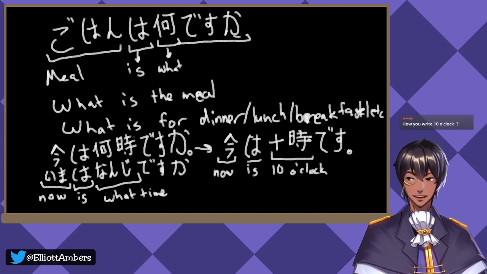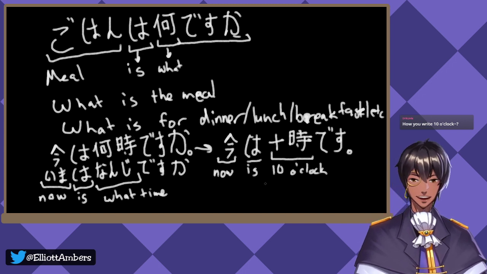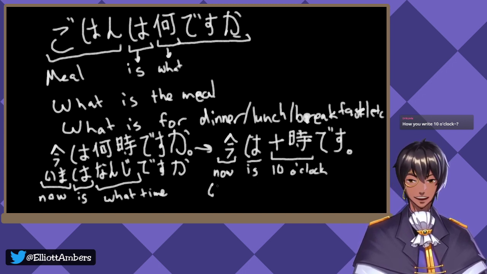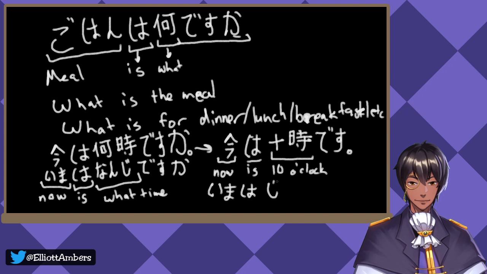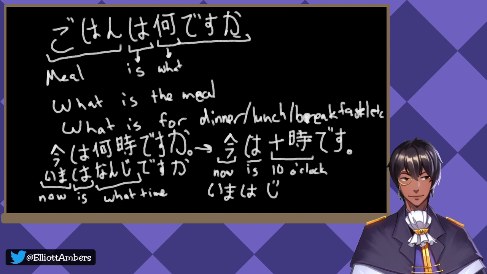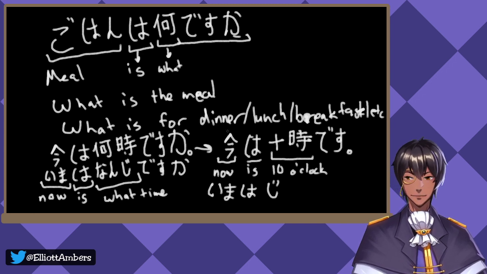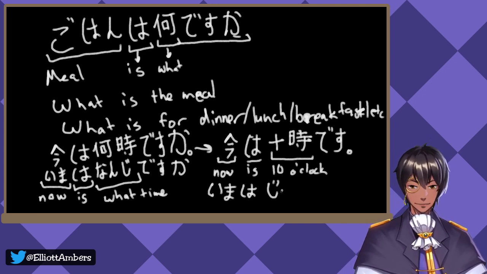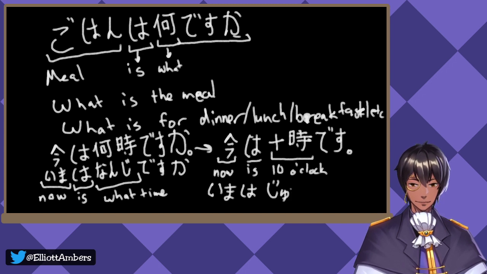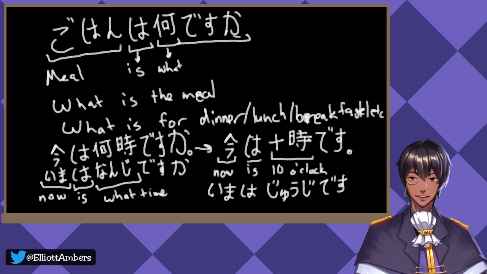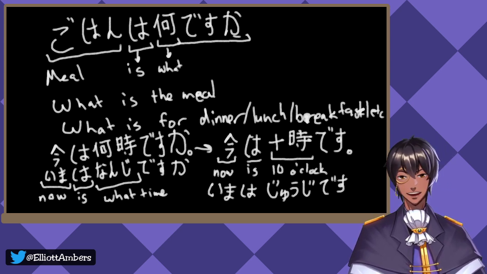How do you write 10 o'clock? In hiragana, it would look like ima wa 10. I feel like my brush is a little too thick to write out the little U's. So 10 o'clock would just be Juji. For Ju being 10, Ji being time.